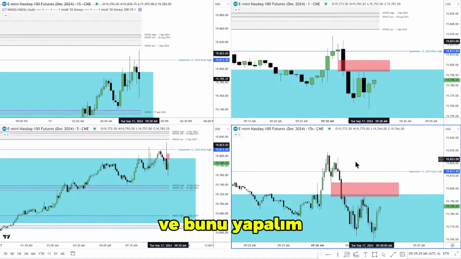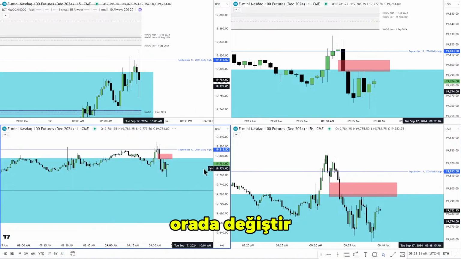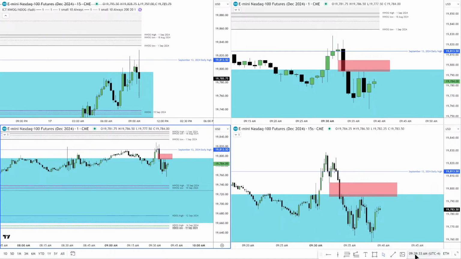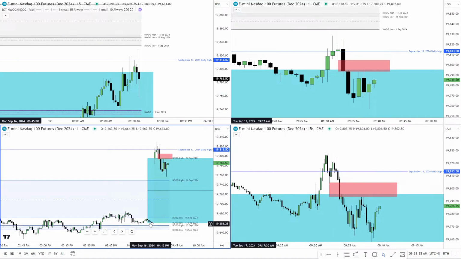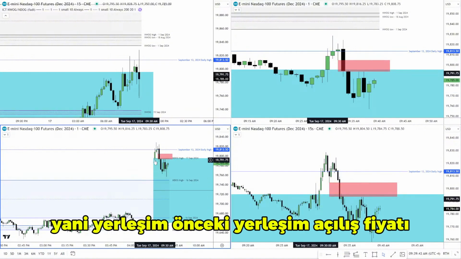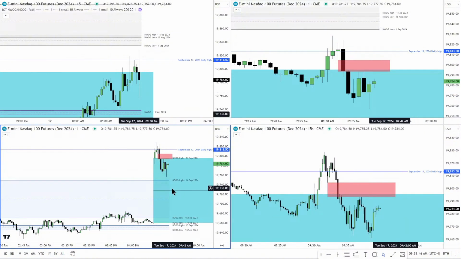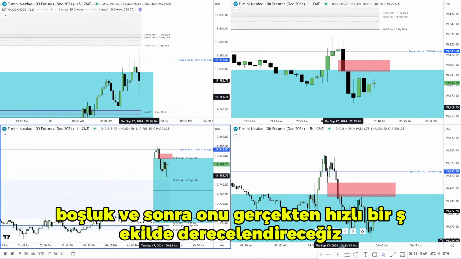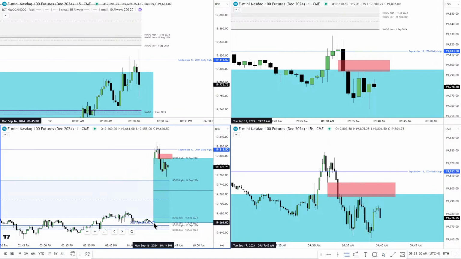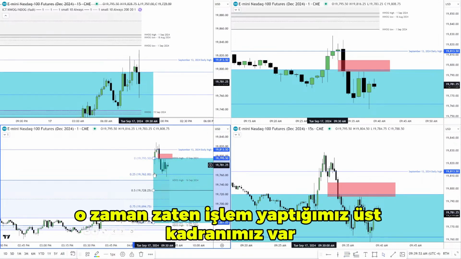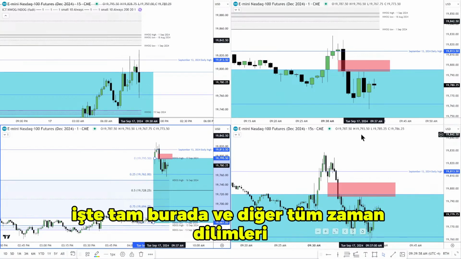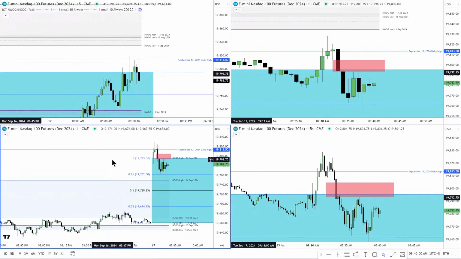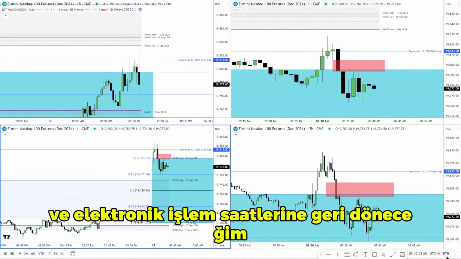And let's do this. Change that there. So I'll check my settlement, previous settlement, opening price. Here's your opening range gap, and then we'll grade it real quick. Dropping the fib on. So then we have our upper quadrant we've already traded to. That's this right here, and all the other time frames. And now we'll go back to electronic trading hours.